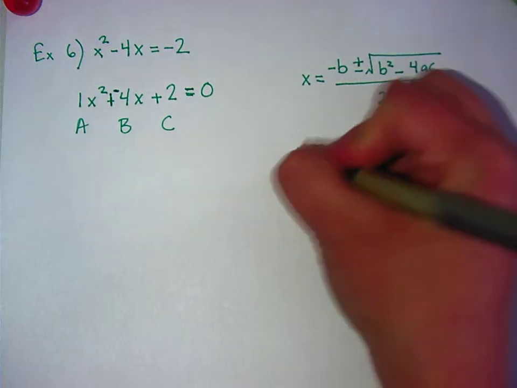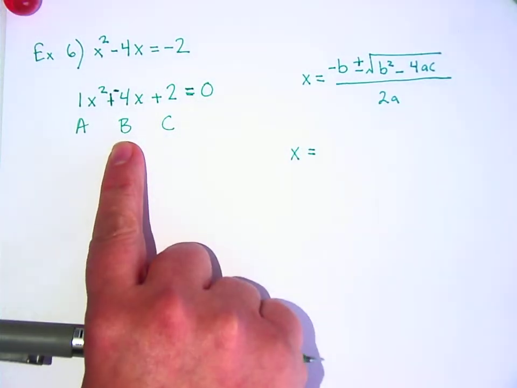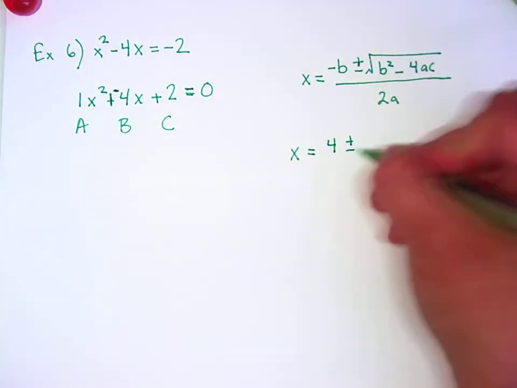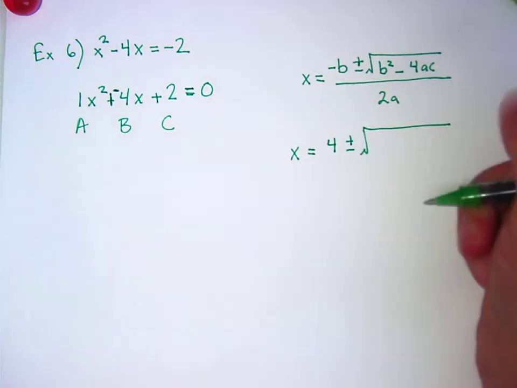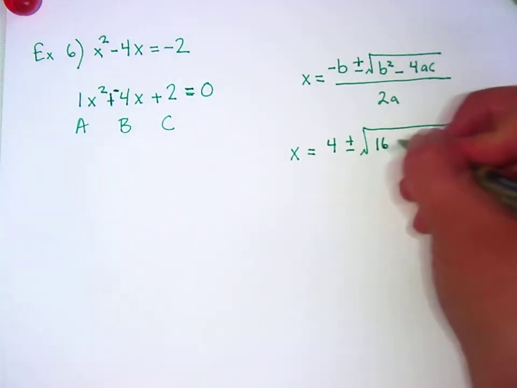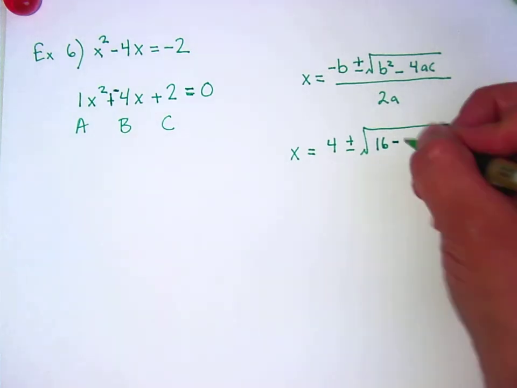All right, so X equals negative B. Now, B is already negative, so what is it going to be? Positive 4. Plus or minus the square root of B squared. What's negative 4 squared? 16 minus 4 times 1 times 2.